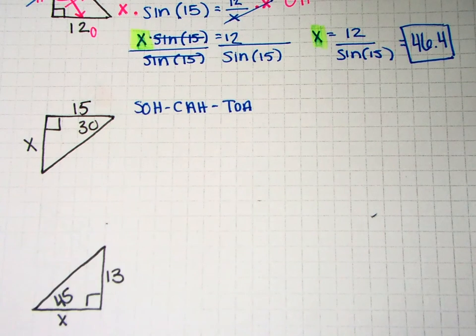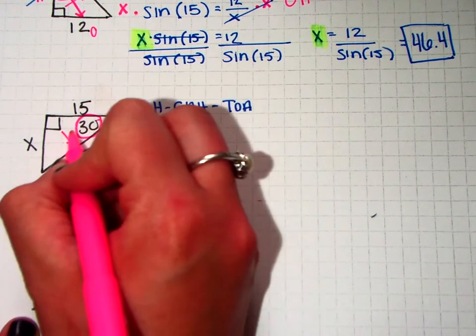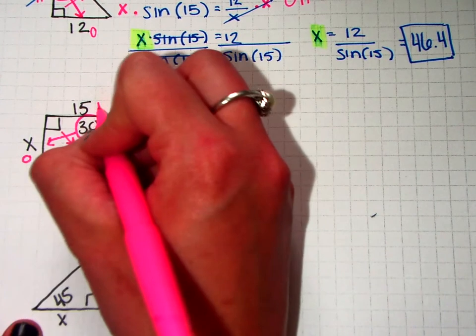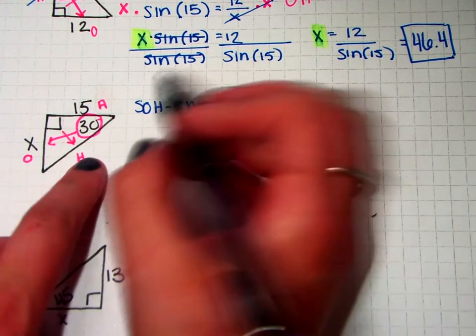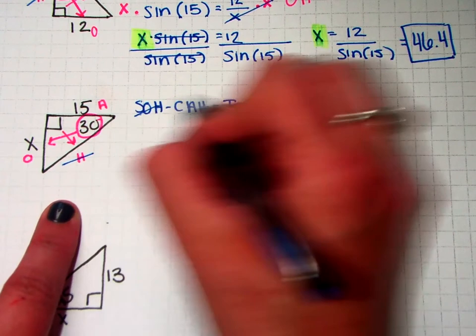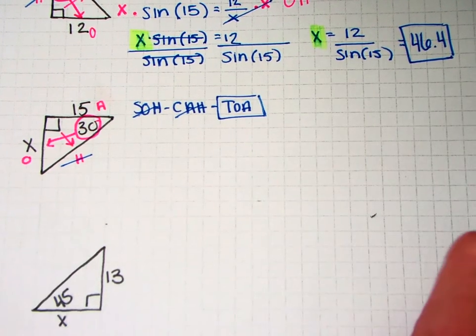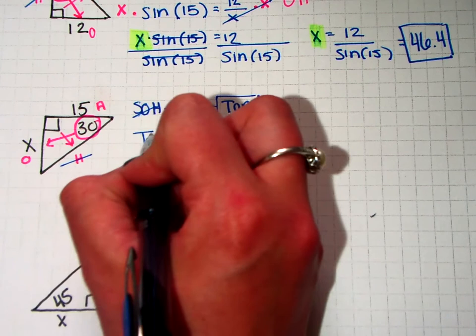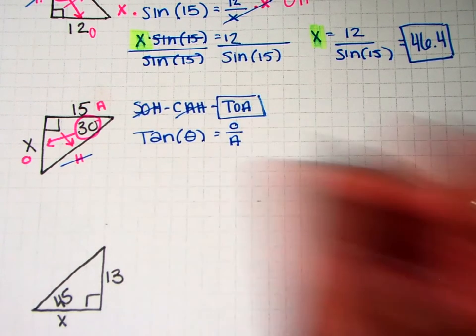Then I'm going to go ahead and label. So across the 90 is H. Across the angle is O, and that leaves me with A. Doubles only, so the only thing that's single is H, so that means I can't use anything with an H. So tangent is my trig function of choice. So tangent of theta equals O over A.